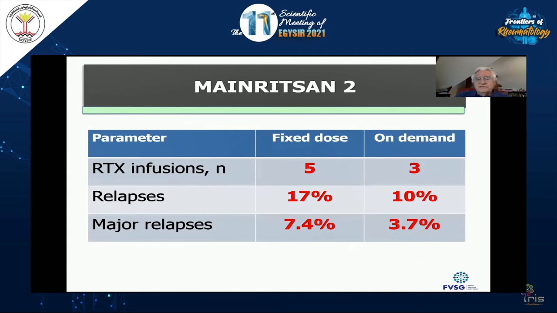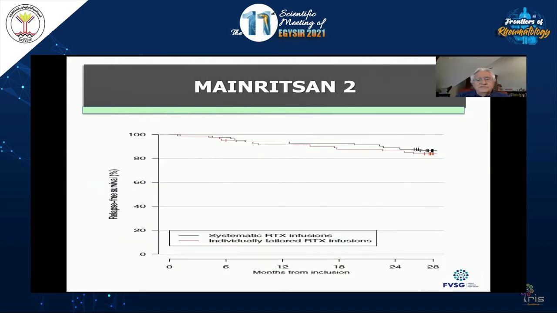And the results are summarized here. First, with a fixed dose, it was 5 infusions. On demand, only 3 doses. It was possible to control the disease with these 3 doses. The relapses are not different in both groups, all relapses and also major relapses. The differences are not significant. The survival was the same and excellent in both groups.